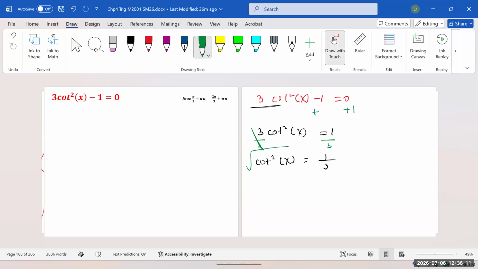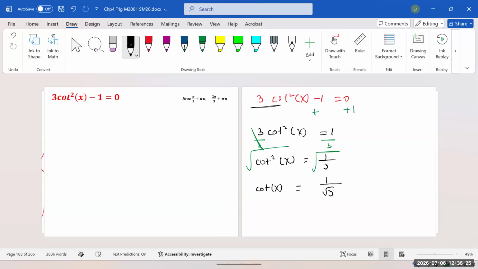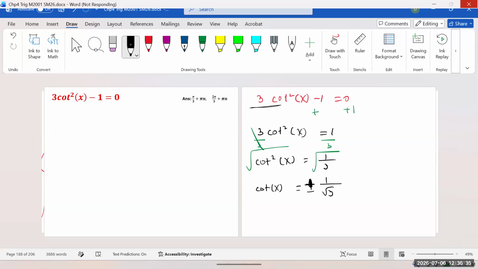Square root. So we have cotangent x is 1/√3. But anytime we take the square root of a variable, how many solutions do you have? How many possibilities do you have? Plus, minus. What is the square root of 1? 1. So the square root of 1 vanishes, but the square root of 3 doesn't vanish.